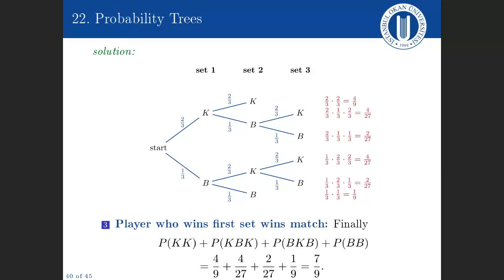What is the probability that the player who wins the first set also wins the match? We could have KK, we could have KBK. If Kia wins the first set and the 3rd set, then Kia wins the match. Or BKB, or we could have BB. Add these 4 probabilities together and we get the answer 7/9.